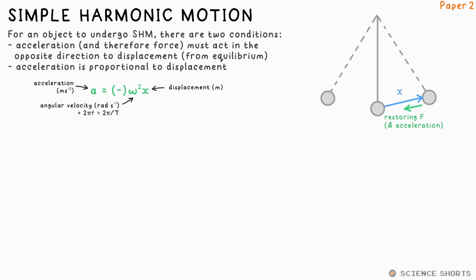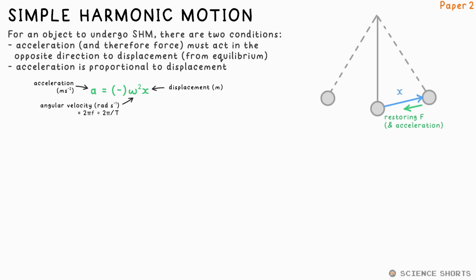As we know from circular motion, omega is equal to 2 pi f, well 2 pi over T, and x is the displacement from equilibrium in meters. If we use calculus in A-level physics, we can derive this from the other equation you'll see in a minute. But as we usually don't, we just use this equation as our jumping off point for SHM.